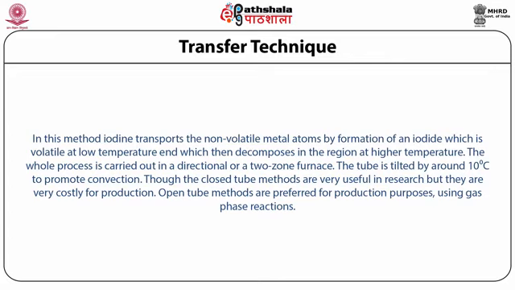The tube is tilted by around 10 degrees to promote convection. Though the seed tube methods are very useful in research, they are very costly for production. Open tube methods are preferred for production purposes using gas phase reactions.